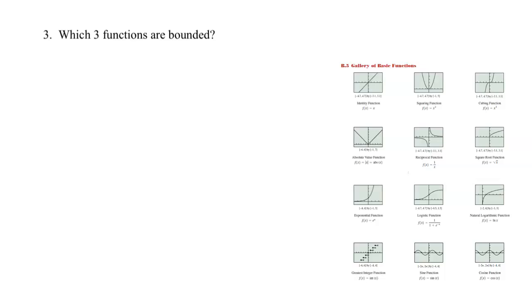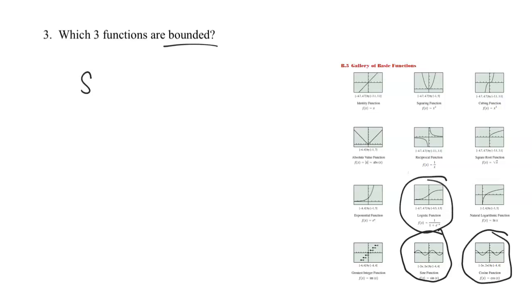Okay, question 3. Which of the 3 functions are bounded? And so remember, that word bounded is an all-encompassing word, meaning bounded above and bounded below. And so if you look at your functions, just go through them one at a time, see if you can find the ones that are bounded both above and below. And hopefully you came up with the sine function, the cosine function, and the logistic function. Those are the 3 functions out of the 12 that are bounded.